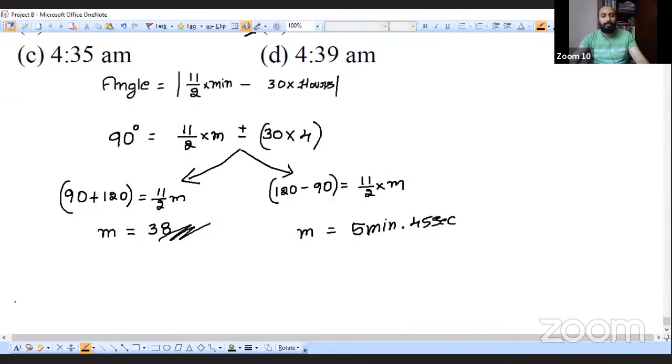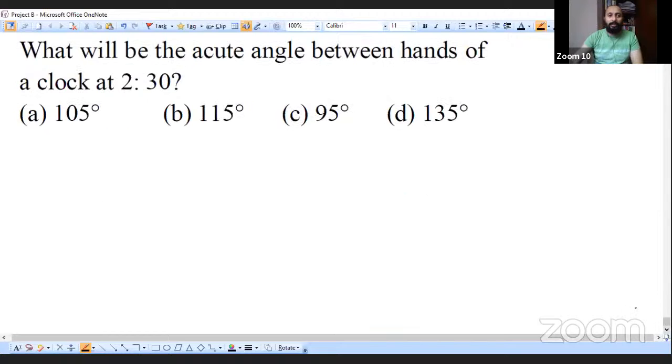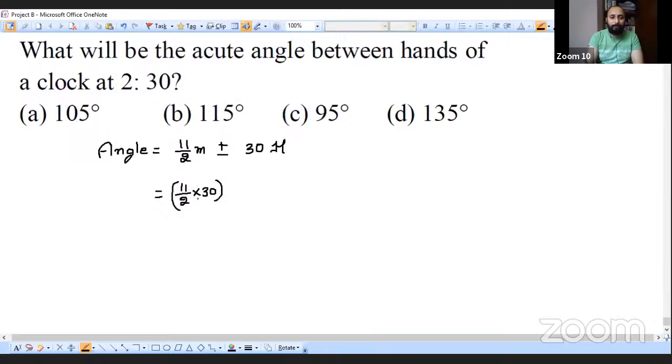So here is the next question. Again, what will be the angle between the hands of the clock at 2:30? The same formula you can use here also. Angle is equal to 11 by 2 into minutes plus or minus 30 into hours. So what are the minutes? Minutes is 30, so 11 by 2 into 30, plus or minus 30 into hours, which is 2.